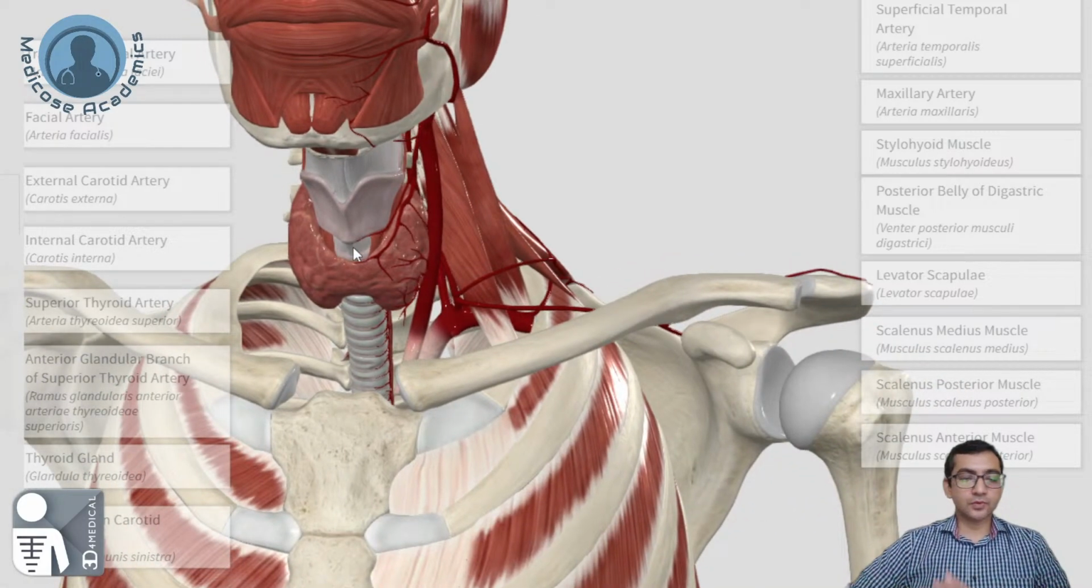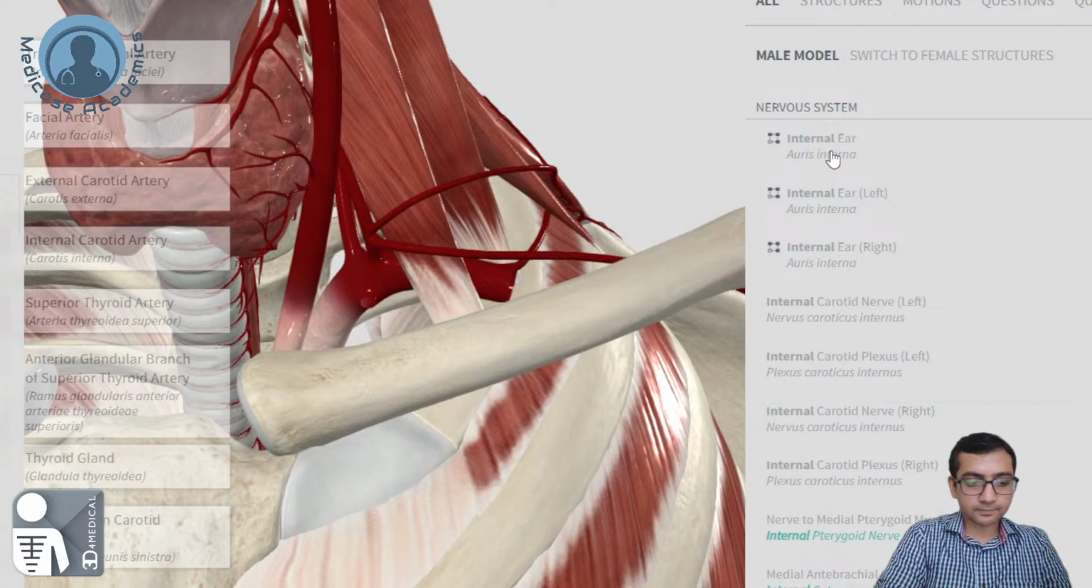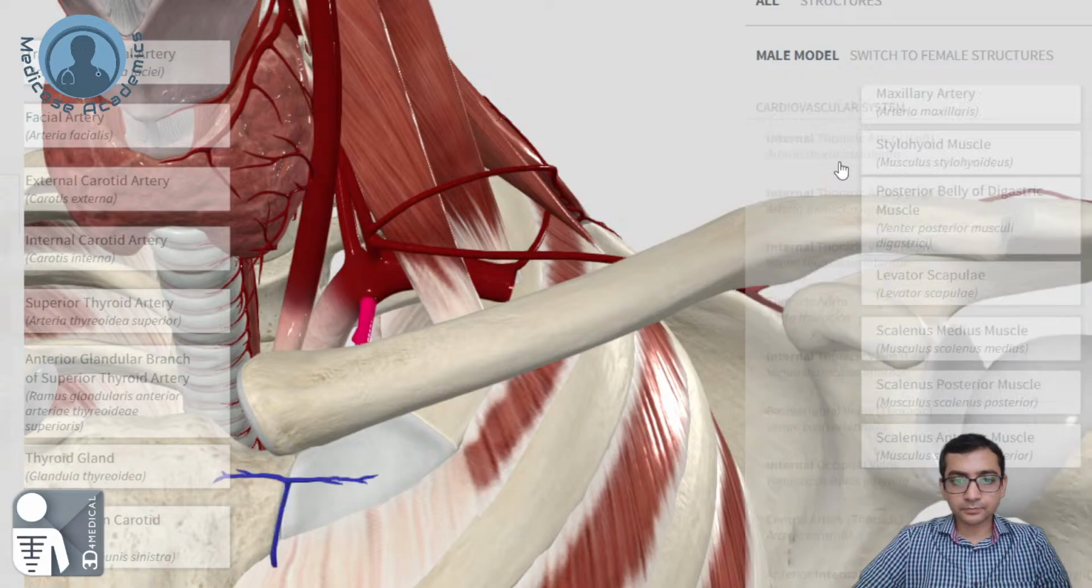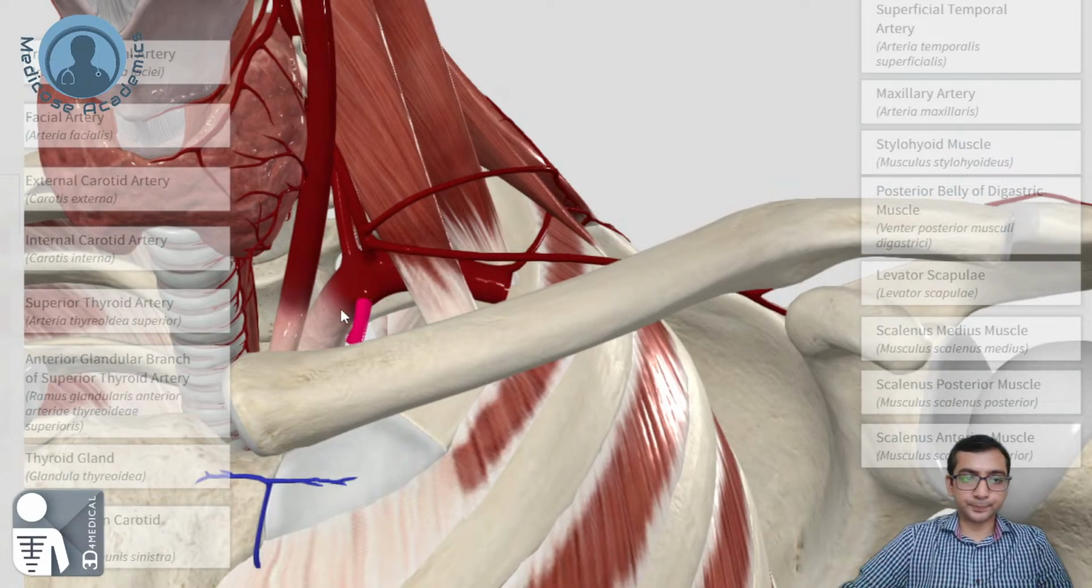Let's quickly revise what we just studied about the three parts of the subclavian trunk and the branches and all that. First, we discussed the internal thoracic artery. Okay, we are ready. Let's go.